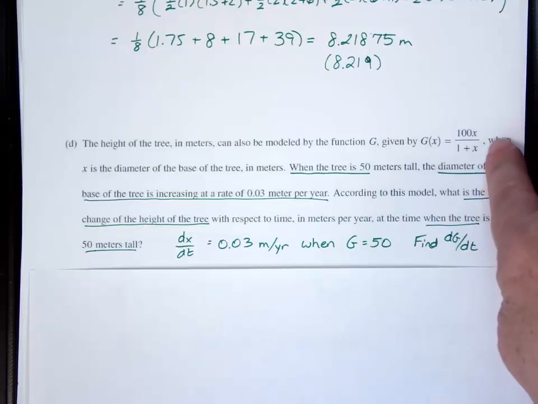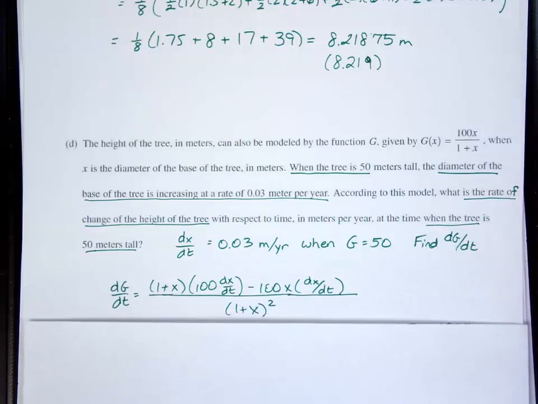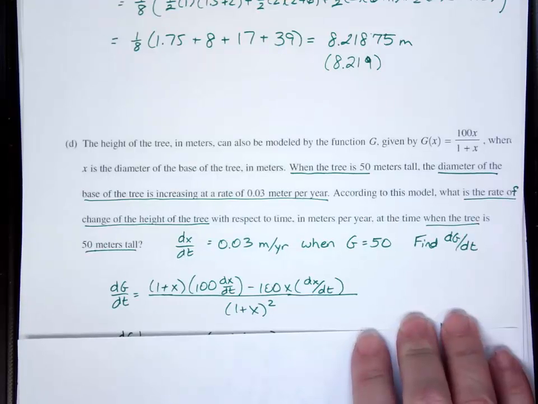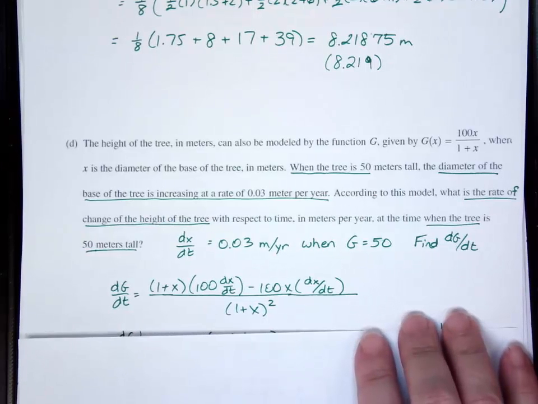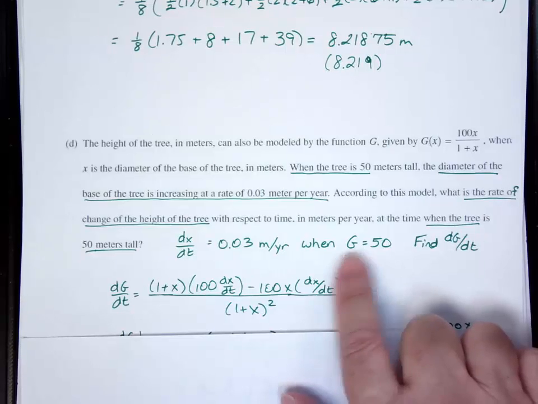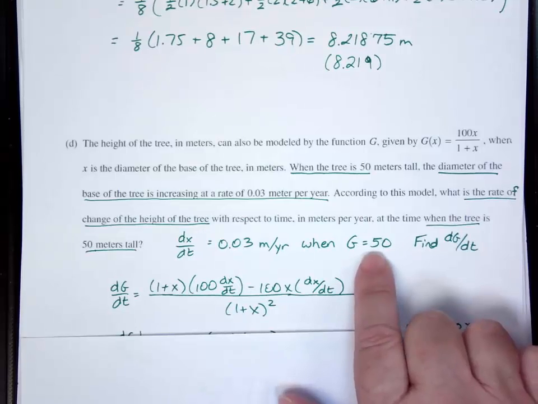So this is the one we have to take the derivative of, and because it's a quotient, we have to use quotient rule. So we do low-d-high minus high-d-low over the square of what's below, making sure that you put a dx/dt every time you take the derivative of an x. So the problem is, at this point, we don't plug in 50 because it says when g is 50. Well, there's no place to plug a g in.